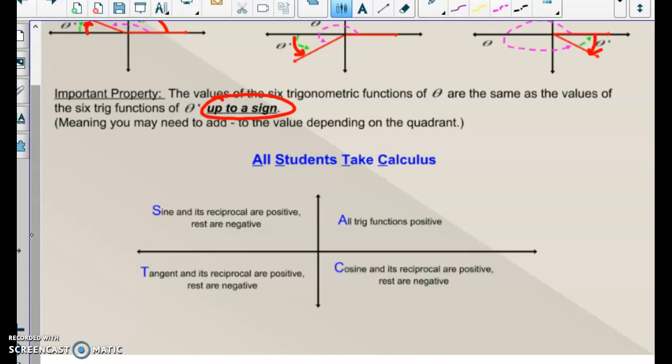In the first quadrant, all the trigs are positive. So sine, cosine, and tangent are all positive in the first quadrant. Students starts with S, so we know that the sine is positive in the second quadrant, but the cosine and tangent are negative. In the third quadrant, the tangent is positive, but the sine and cosine are negative. And in the fourth quadrant, we know that the cosine is positive, but the sine and tangent are negative. So all students take calculus tells me which ones are positive.